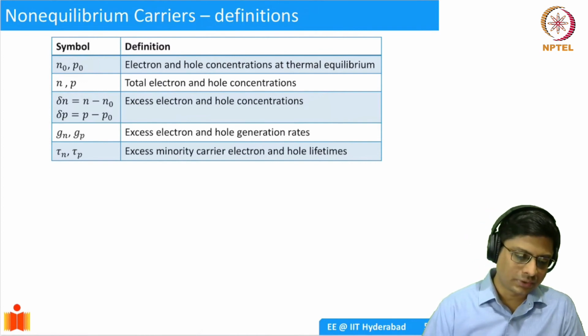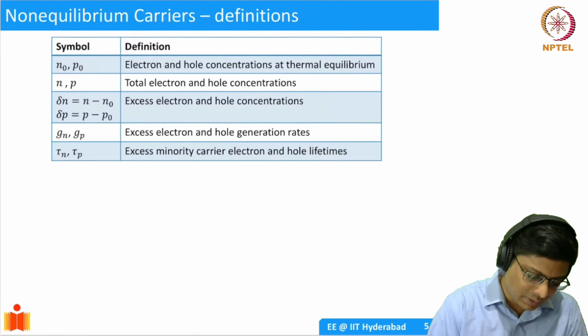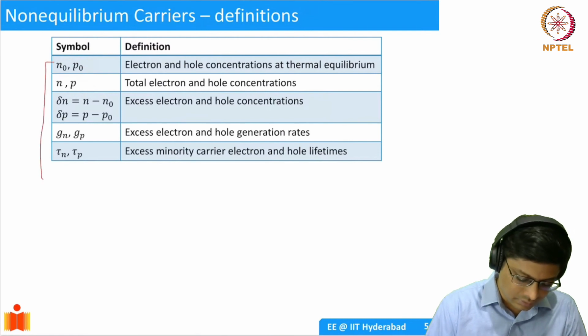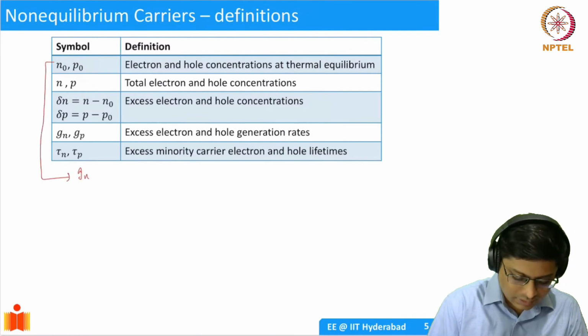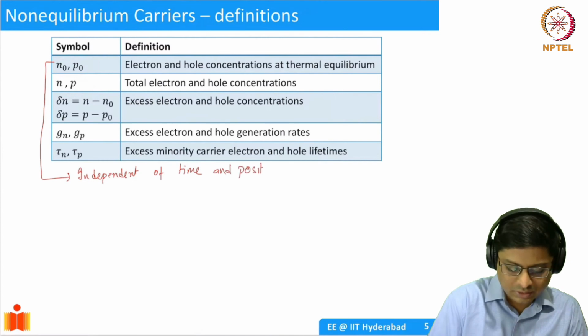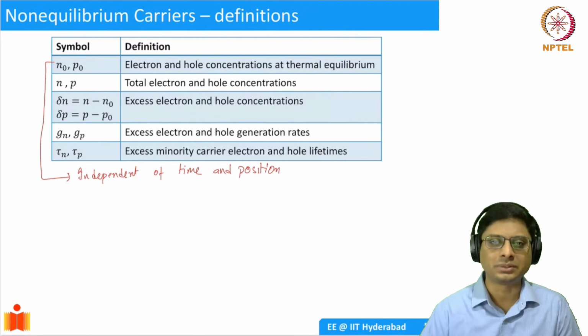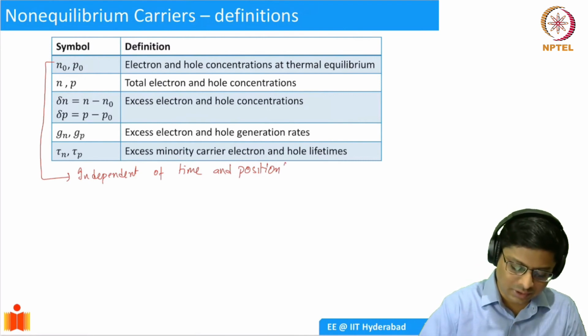So you see that N naught and P naught are going to be essentially independent of time, and most often independent of position, because most of the time we will talk of uniform doping. Whenever you have uniform doping, your equilibrium concentration is going to be uniform, independent of position.